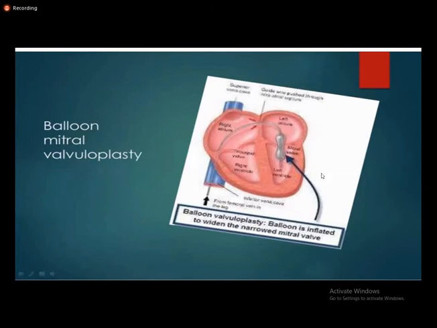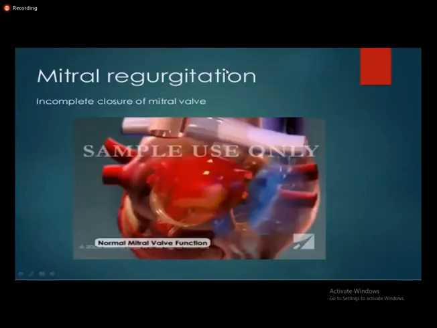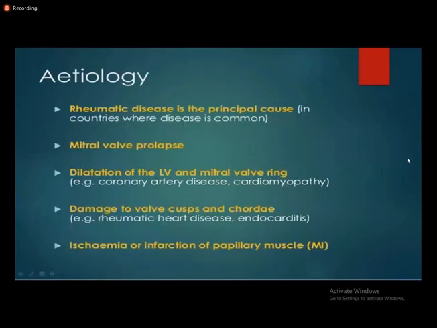Now we come to mitral regurgitation quickly. This is the condition where there is leakage of the mitral valve. The blood goes from the LV to the LA. In this pathology, again the most common cause is rheumatic disease, which is the principal cause.